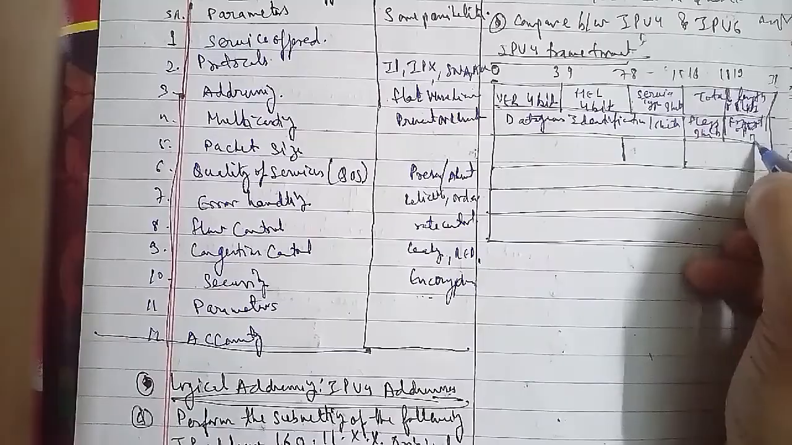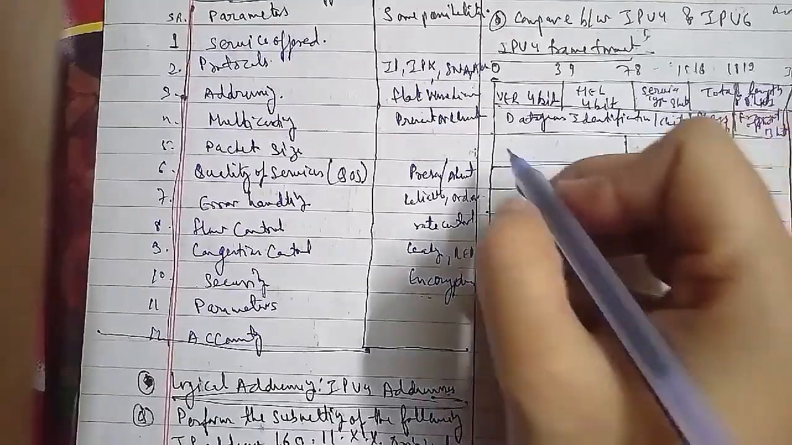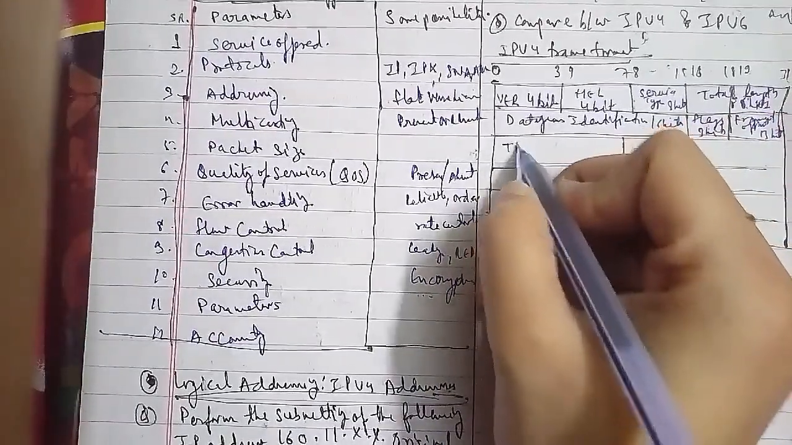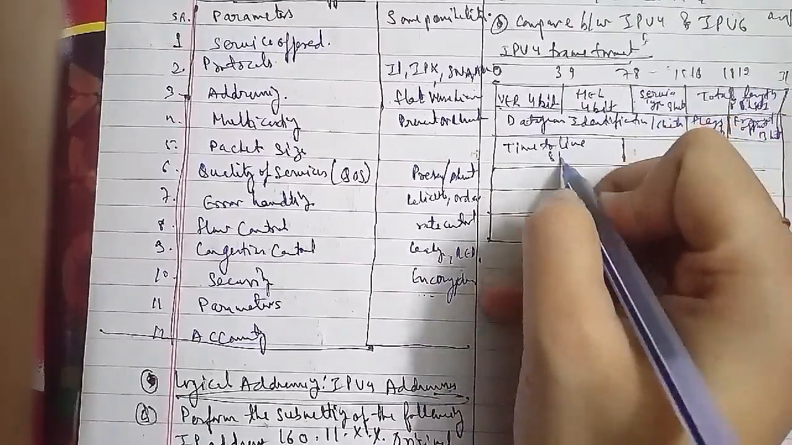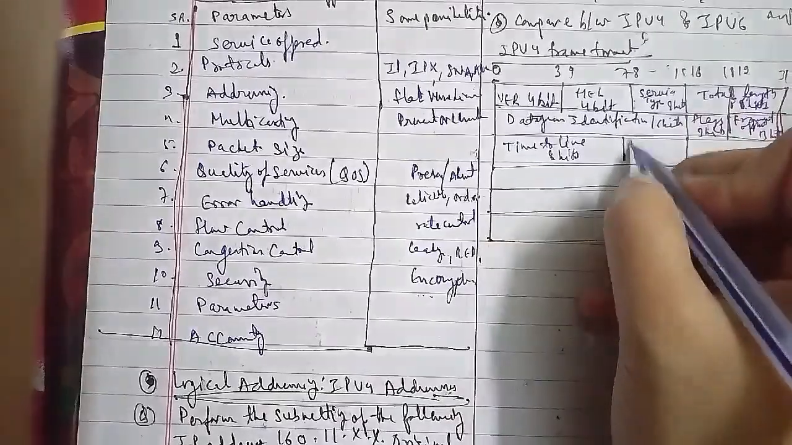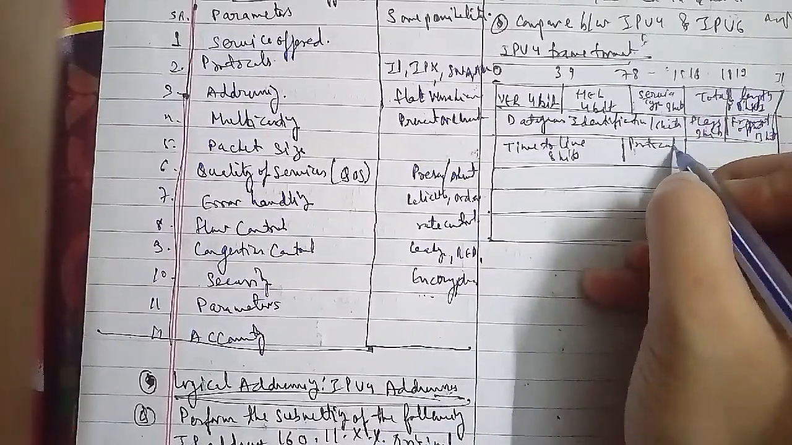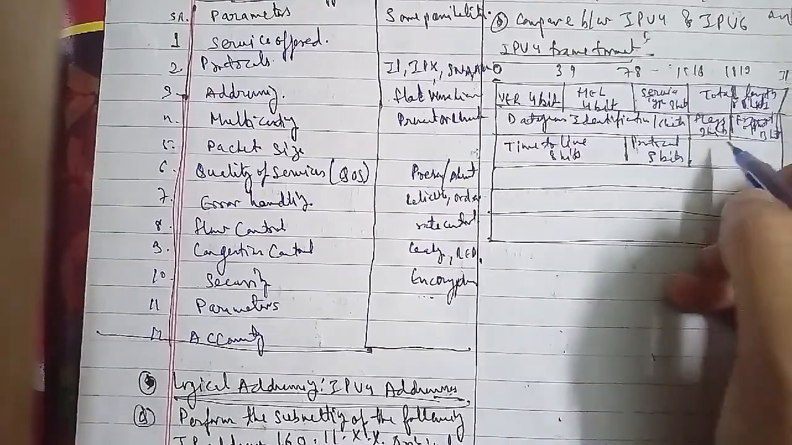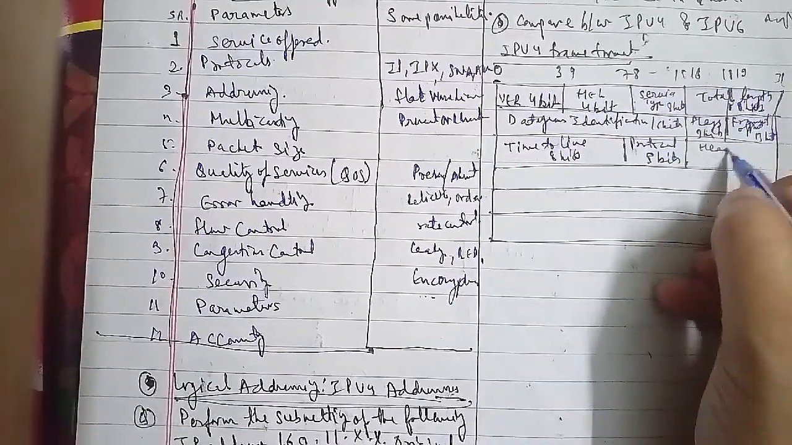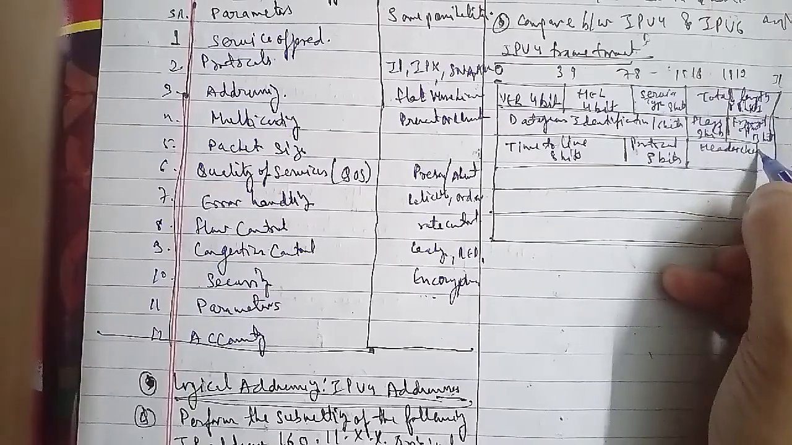Protocol, 8 bits, and this is header checksum, that is 16 bits. Source IP address, that is 32 bits.